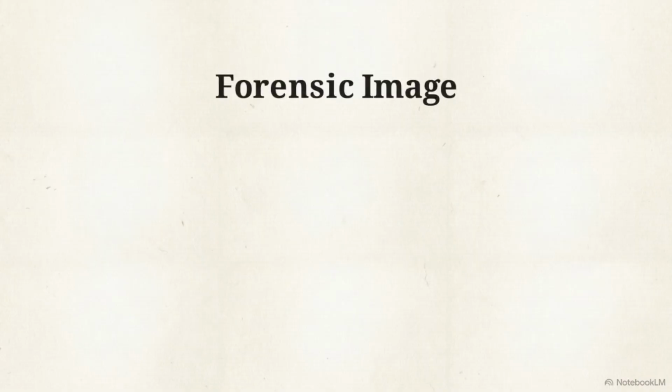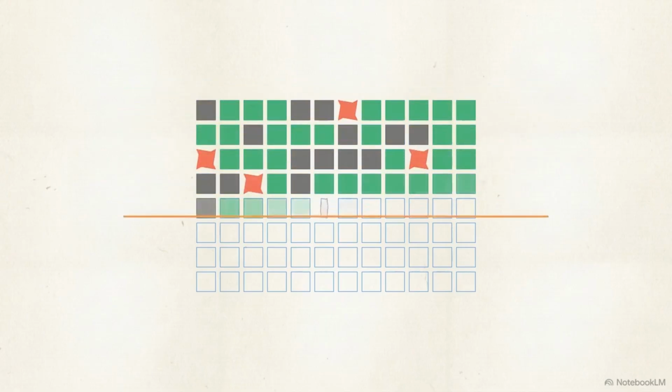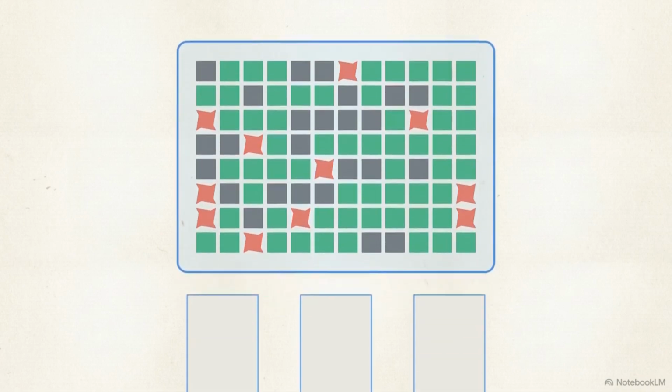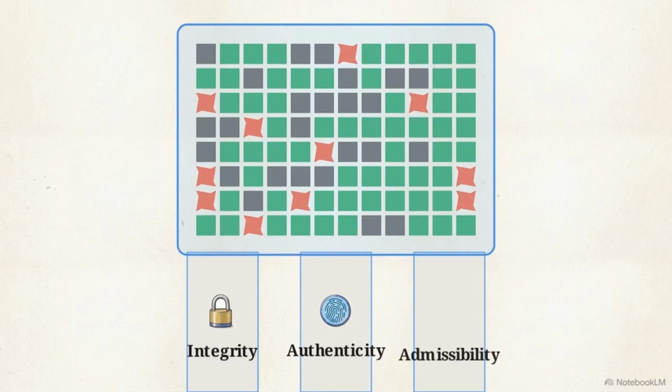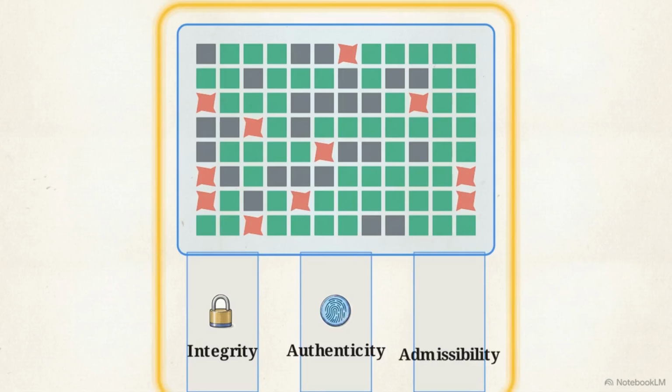To capture evidence without tainting it, we create a forensic image. Instead of dragging and dropping visible files, we copy the storage drive bit for bit at the binary level. This captures active files, unallocated space, and even deleted data fragments. A completed forensic image is validated for the courtroom using three specific pillars: integrity, meaning the data is unchanged; authenticity, proving its true origin; and admissibility, showing it passes legal scrutiny.